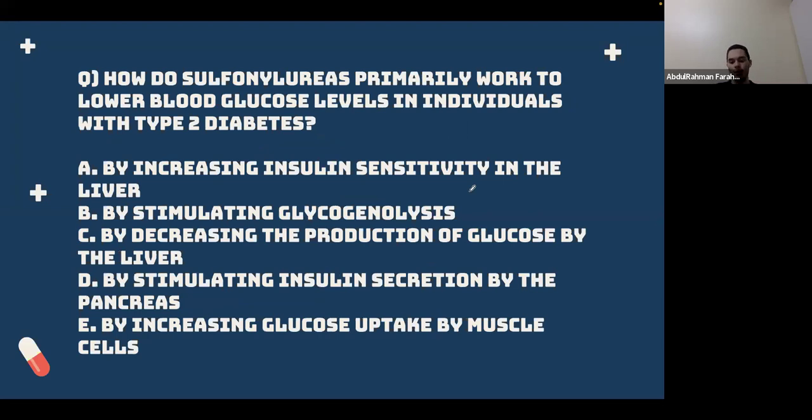Okay. Our last question would be, how do sulfonylureas primarily work to lower blood glucose level in individuals with type 2 diabetes?